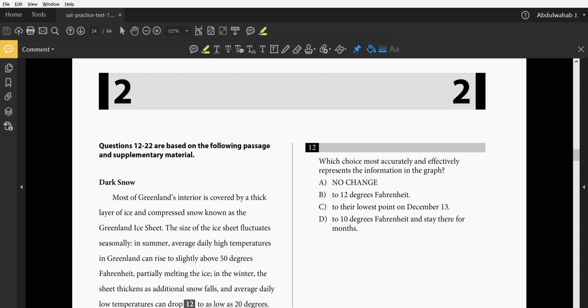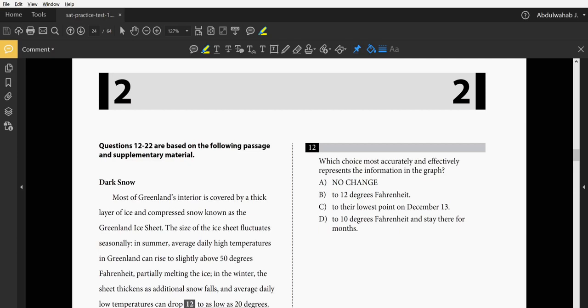This is Hermes Test Prep and we're working on the writing and language part of the new SAT exam. In the previous video we worked on the first passage of the writing and language test. Today we're going to be working on the second passage of it. We're going to be answering questions 12 to 22 and we're going to try to show the viewer that this part of the exam is actually not as hard as some make it out to seem. So let's get to the point immediately.